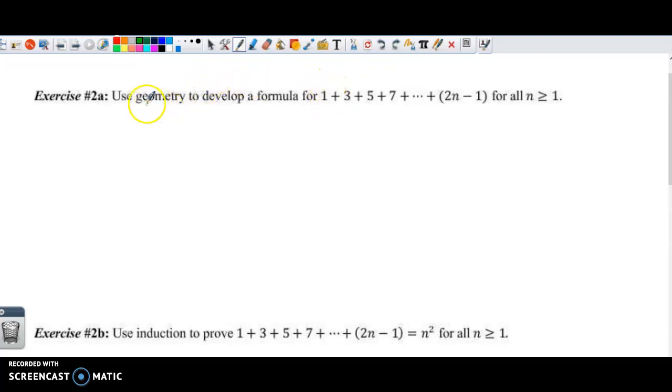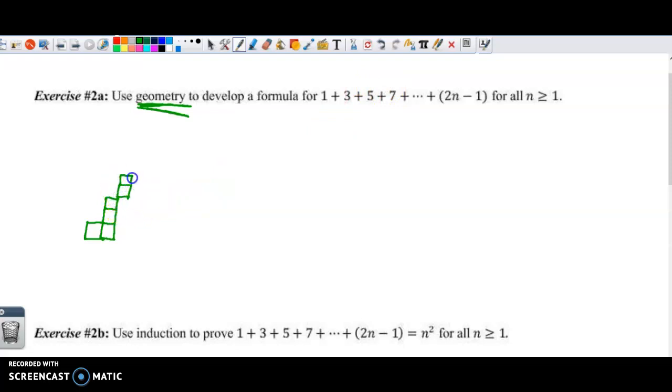Again, when I ask you to use geometry, I'm asking you to draw out a rectangle, and I'm only going to ask you to do this rectangle stuff when it's possible, because there are problems that are very difficult to come up with the equation. So we have 1 plus 3 plus 5.